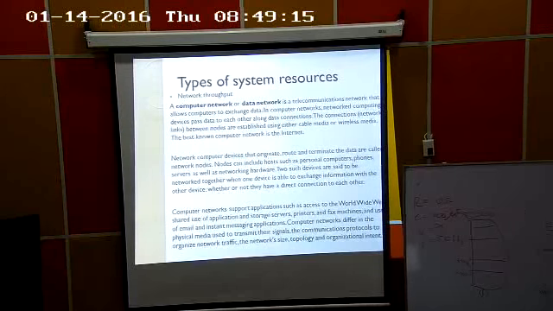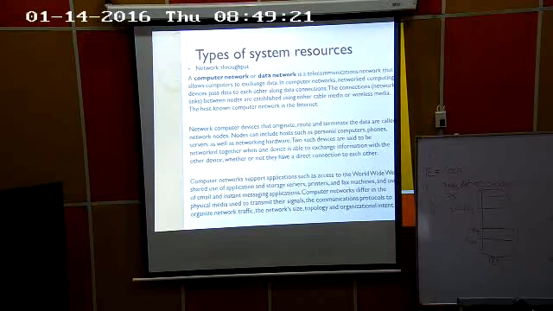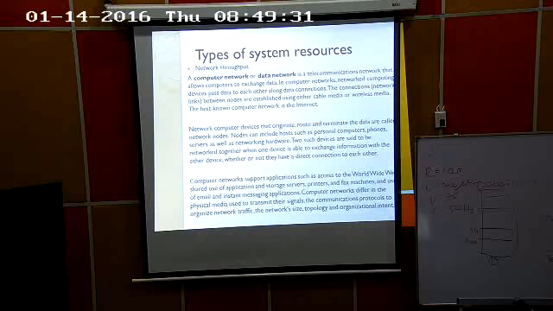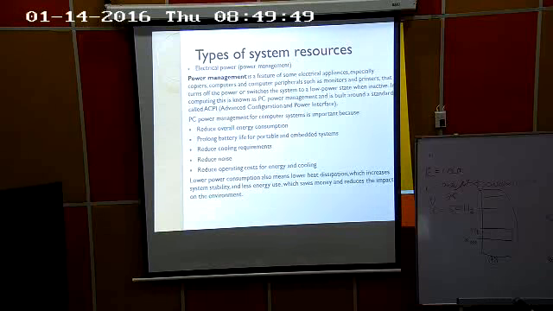You have network throughput, which allows you to search for a shared printer. It is also a resource. And you have power management, theoretical power. It's also a resource. Without power, you cannot switch on your PC unless you have a battery. Your battery is your power resource.